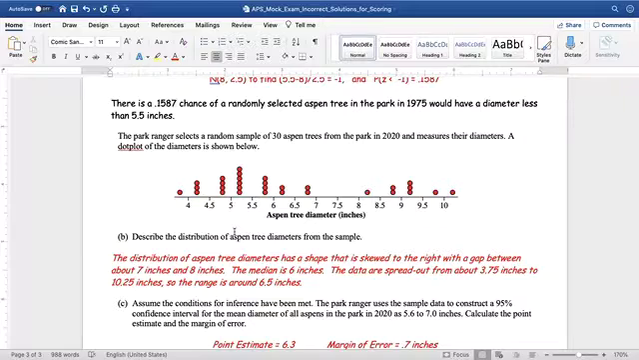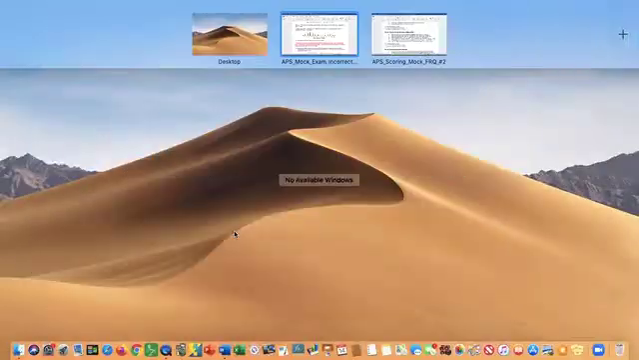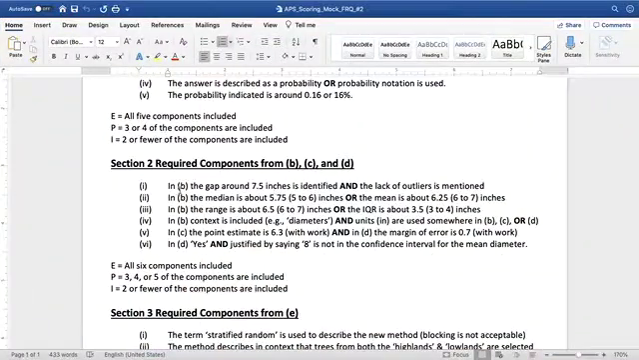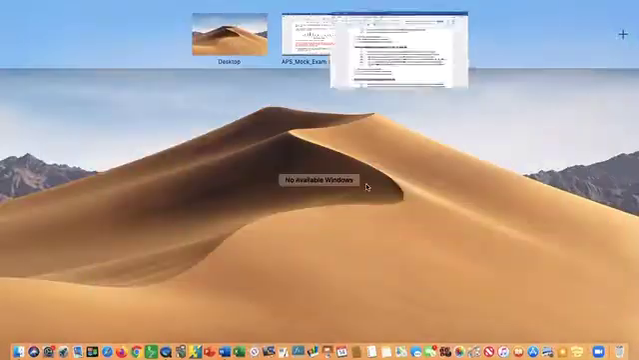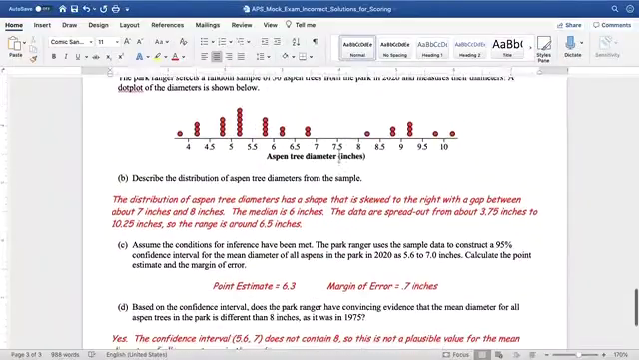And you should mention if there are unusual features, such as outliers, or if there is a gap. If there are no outliers, you should also mention that. So in terms of the rubric, first component in B, the gap around 7.5 inches is identified and the lack of outliers is mentioned. Both of those things have to be mentioned.